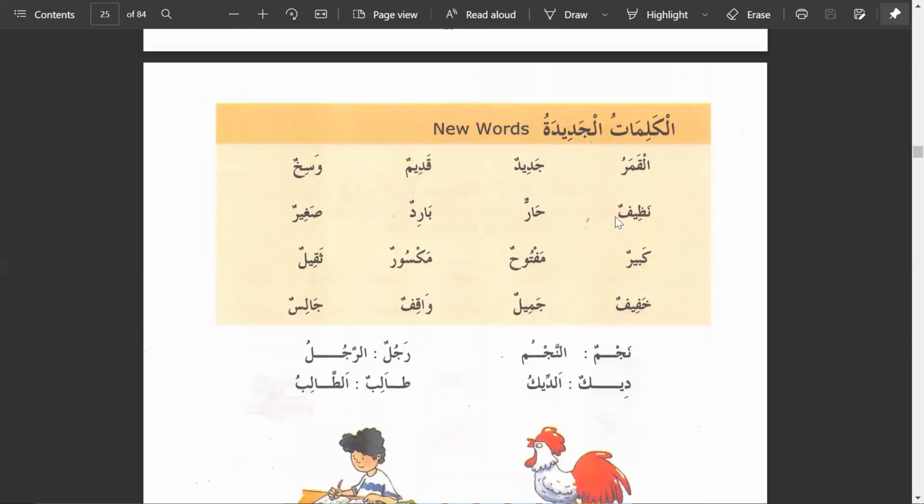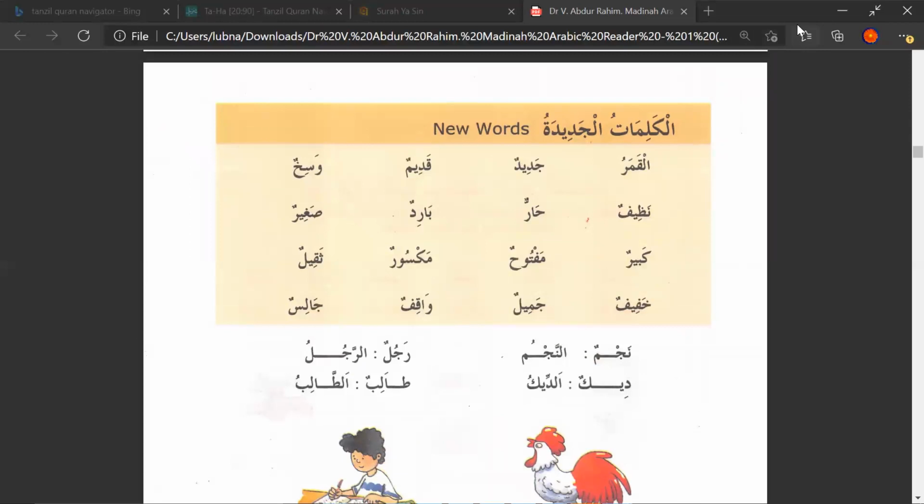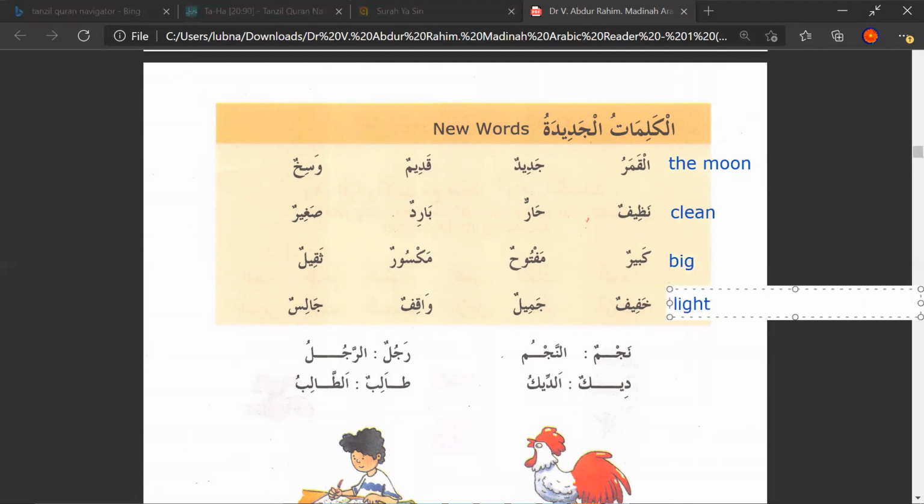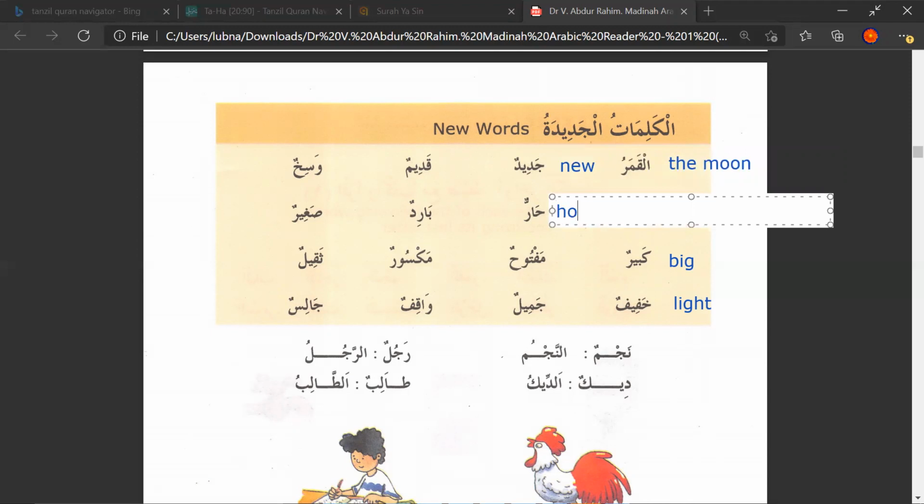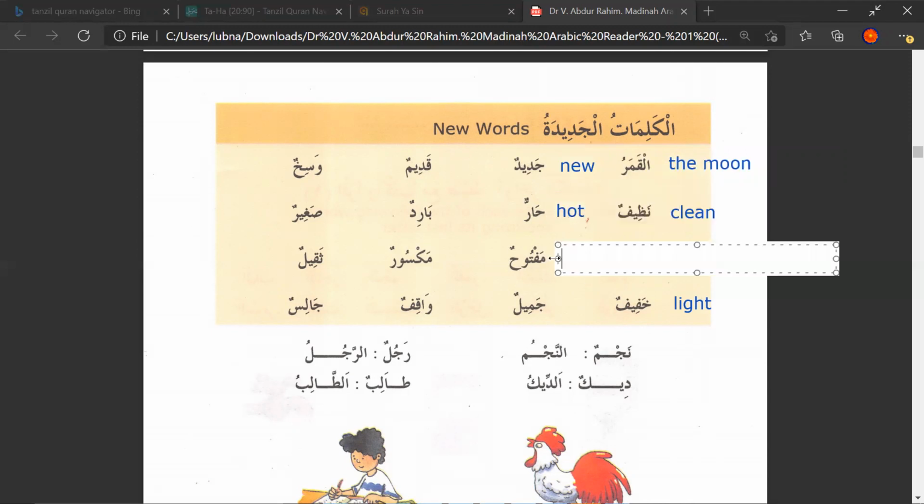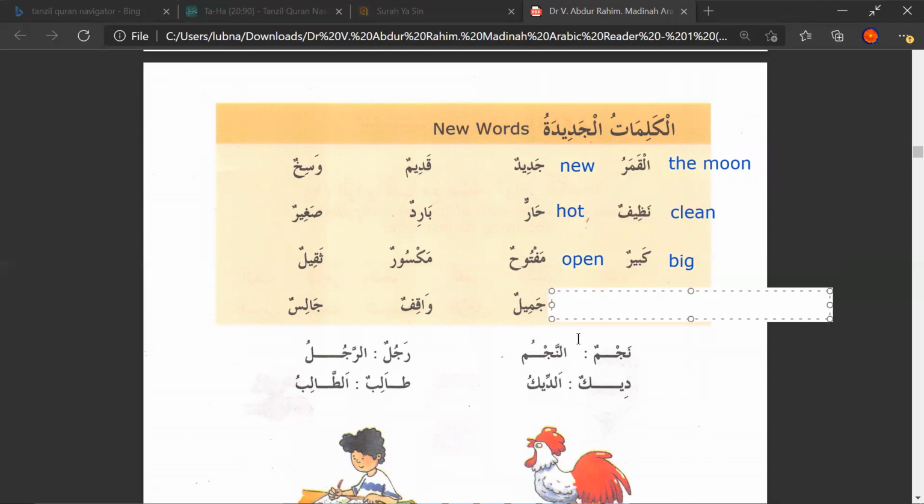So these are the new words we learned. Let me write the meaning over here so that you remember. Al-Qamaru, the moon. Then nazifun, clean. Kabirun, big. Khafifun, light. Jadidun, new. Harun, hot. Maftuhun, open. Jamilun, beautiful.